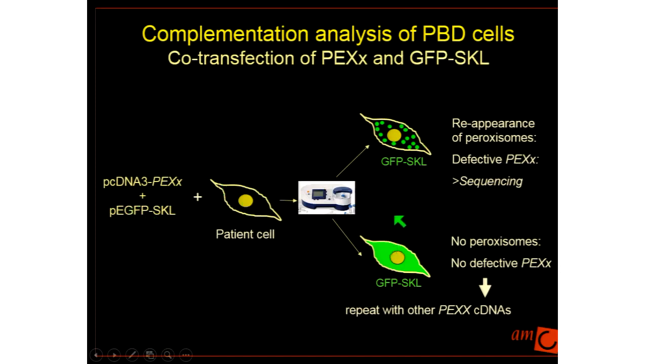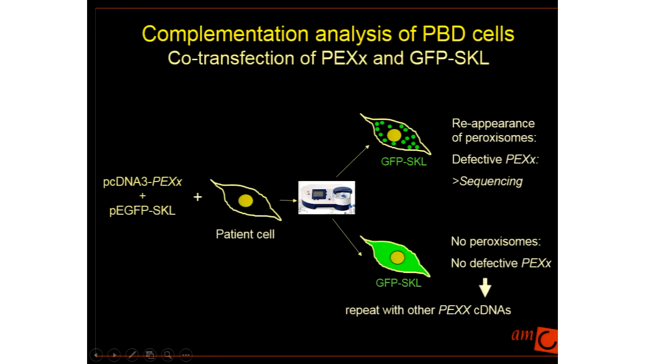And then 4 days after transfection, we look under a microscope for the localization of the peroxisomal reporter protein. If it's in a punctated pattern, then we know that the peroxisomes have reappeared, so that we have genetic complementation, and thus we know which gene is defective in these patients, which can be sequenced then. If we don't see functional genetic complementation, the fluorescent protein will end up in the cytosol, no peroxisomes are made, and so we have to continue with the next PEX cDNA.